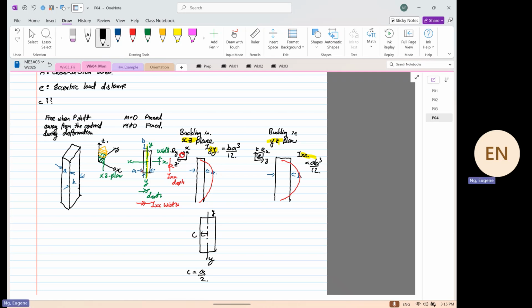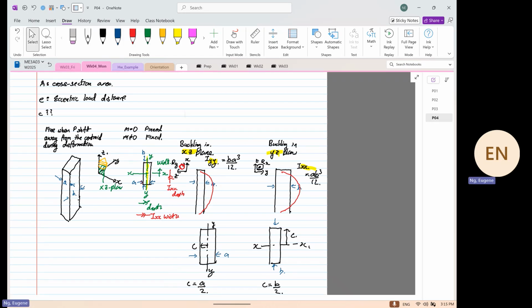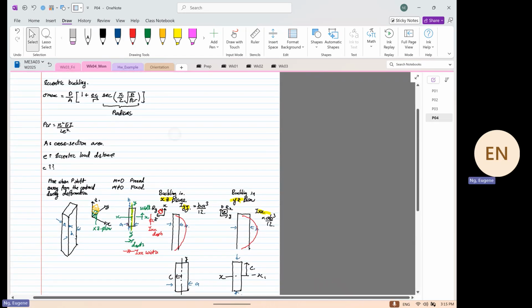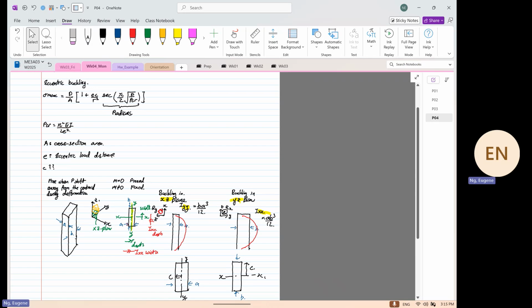And then if you were to focus on IXX, C is this distance. So C is equal to B over 2. So the distance from here to here is your A. Your distance from here to here is your B. Okay, so now you know how to find your C value.